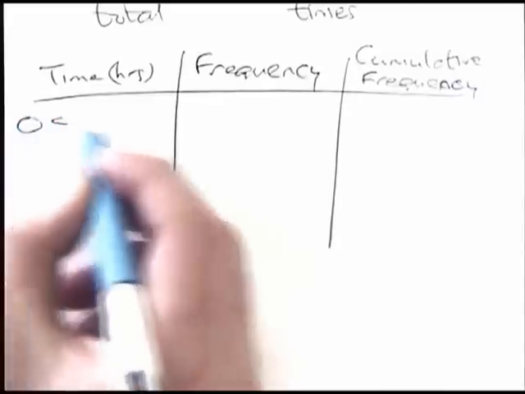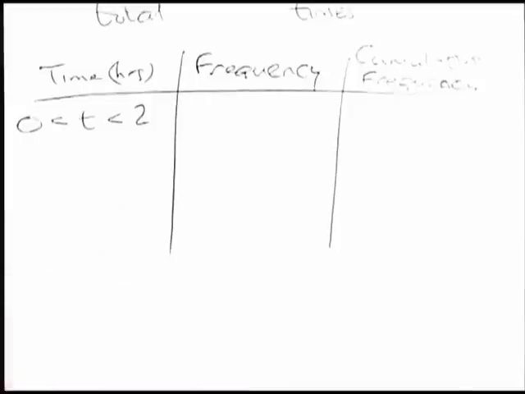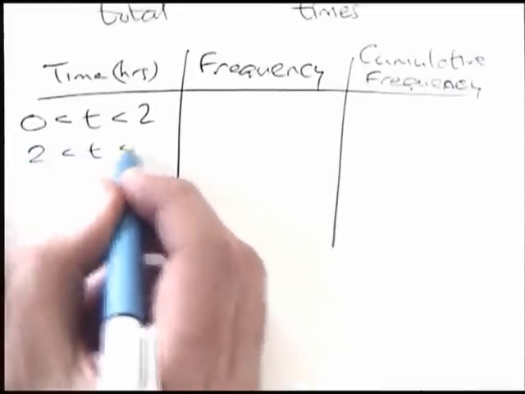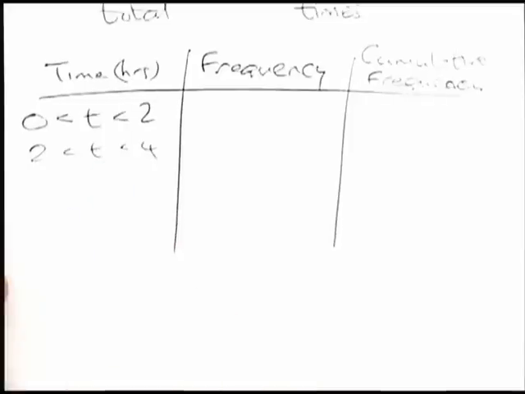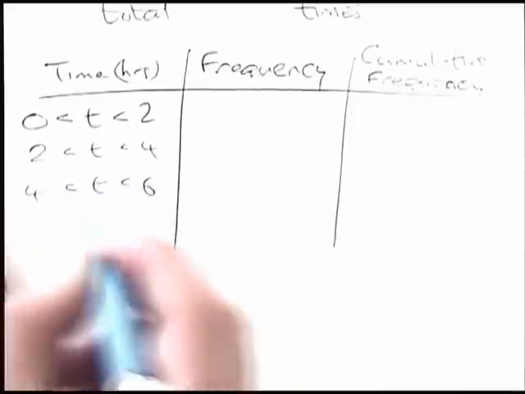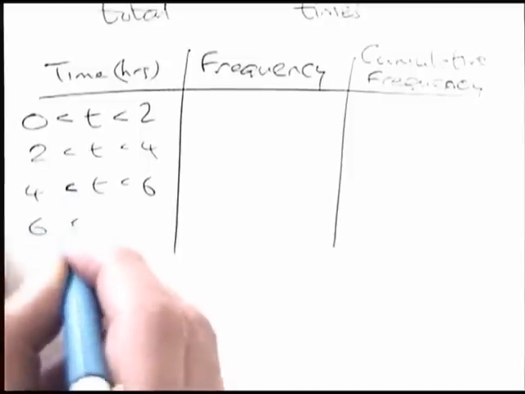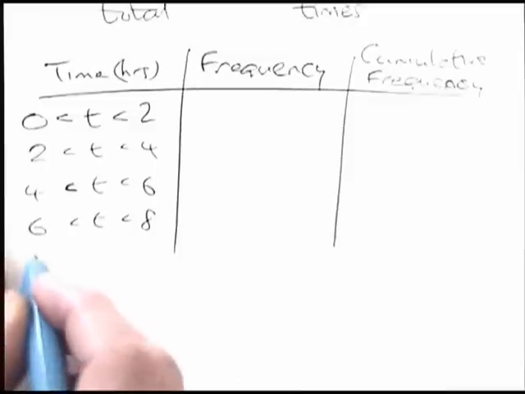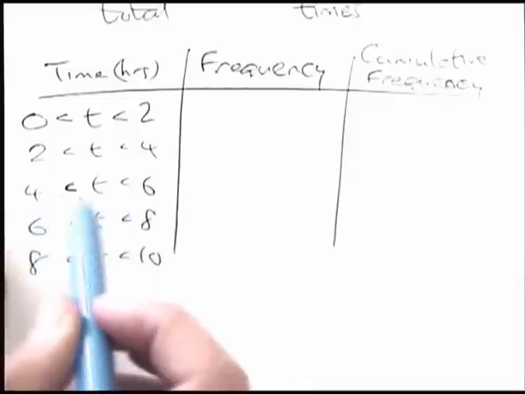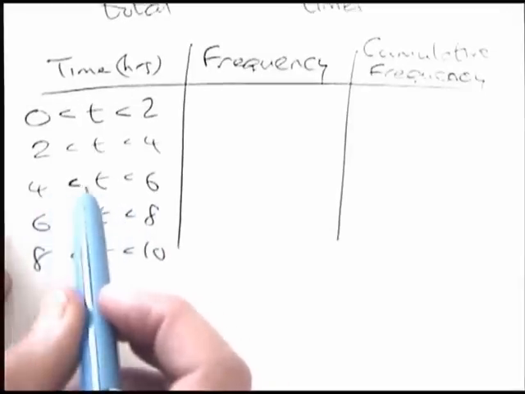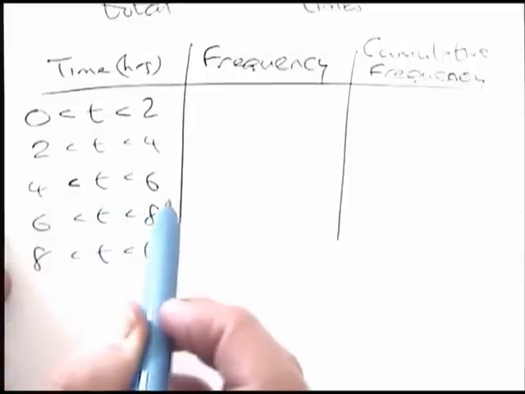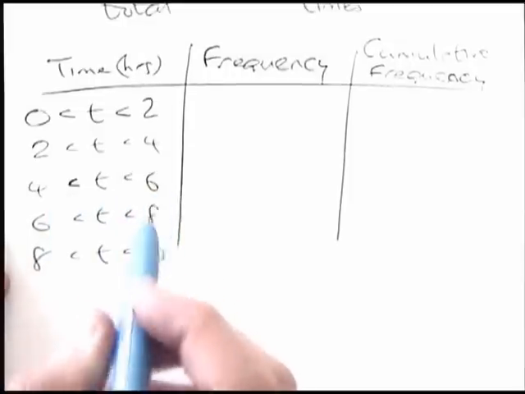Our time is going to be split up into 2-hour intervals to start with. So the top interval is 0 to 2, second one is 2 to 4, the next one is 4 to 6. These are less than signs. But there is a problem with what I've done so far, because at the moment this group here says t is bigger than 4 and smaller than 6. So neither 4 nor 6 can actually go into there.